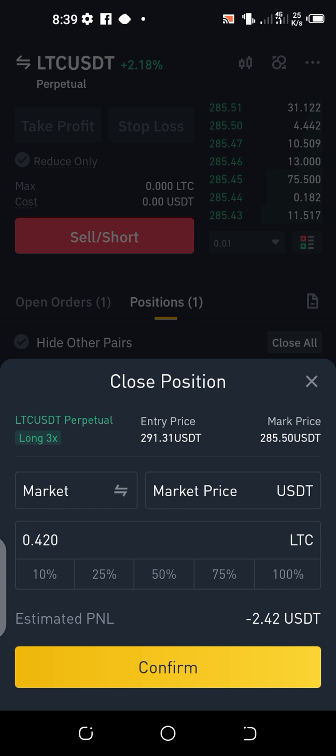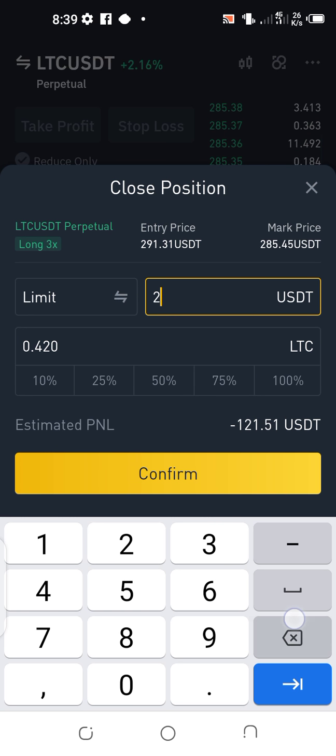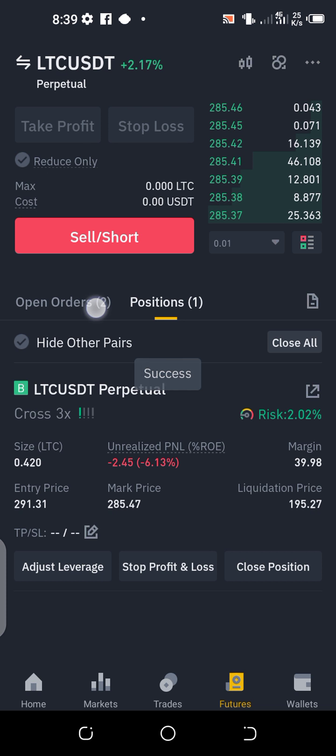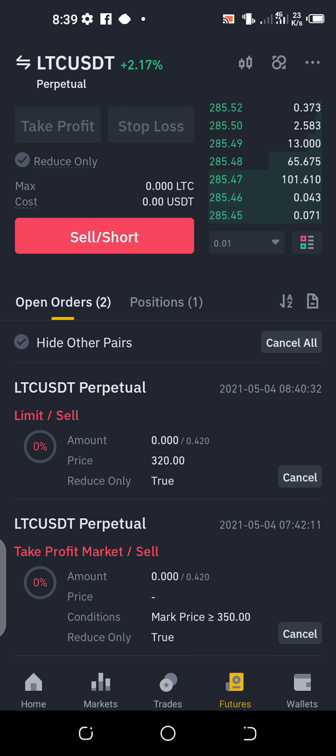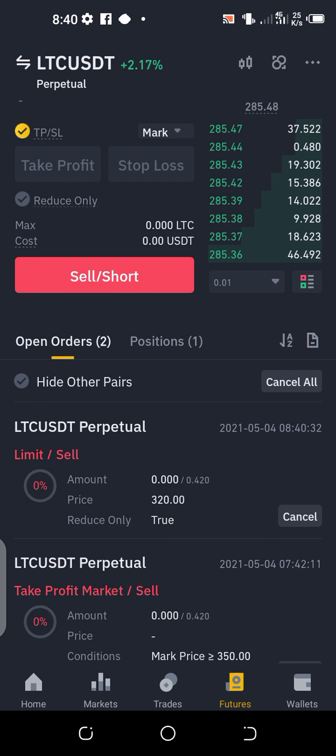You can close using the market price. When you are closing it using the market price, it means you are using the current market price. Whether profit or loss, you don't care. But if you are closing with a certain price, you click here. It will now open the limit. Then I will set a price that I want to close at. Maybe I want to close at $320. So I will confirm this now at $320. It will open an order for me, which means at this point this order will close in profit.